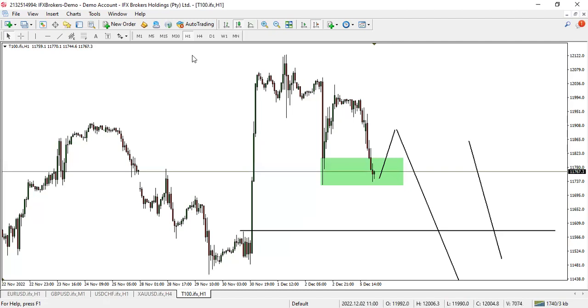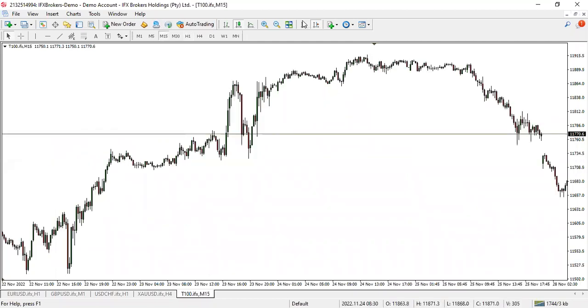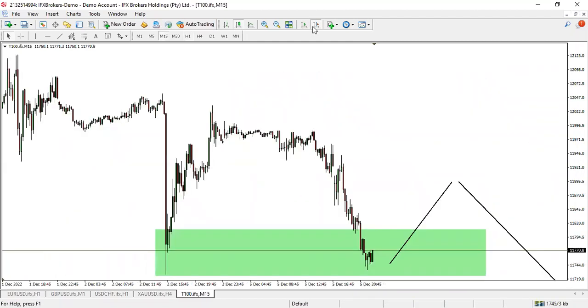Then you can switch to my 15 minutes, and then I will switch now and show you. Then from there, this is what we're going to be expecting. Simple and clear, straightforward, no indicators. Then let's just go to 15 minutes and show you how to expect reversals from that level.